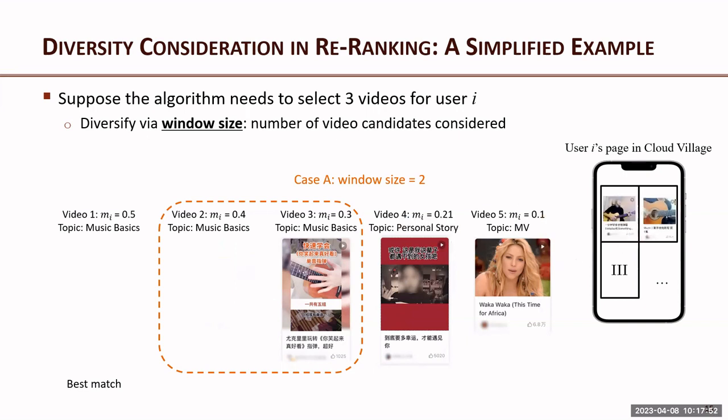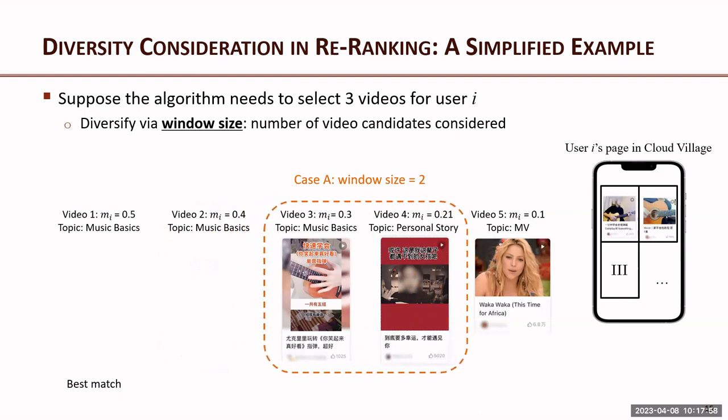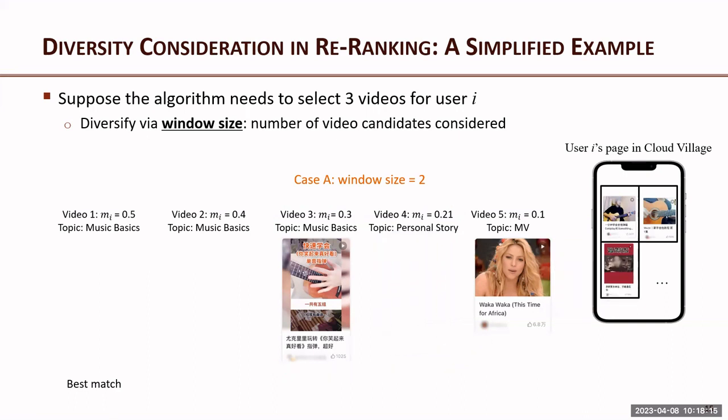recommendation. And then the algorithm will use this moving window to select among the remaining top 2 ranked videos for the third recommendation position. This time we can find that a new topic called personal story comes up. And therefore the algorithm will select this video 4 for the third recommendation position. Although video 4 has a lower M score than video 3, the first priority here is to diversify videos. So video 4 is selected. And in total, 3 videos are recommended with 2 unique topics.